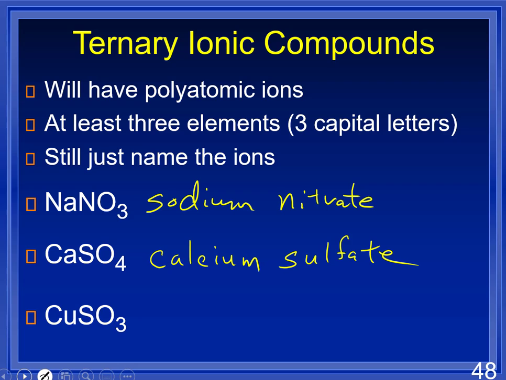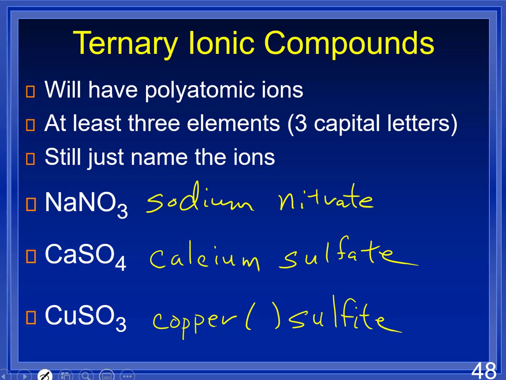Ooh, let's make it harder. CuSO3. Okay, I look up Cu on the periodic table. It's copper. It's a metal. So this is ionic. First word's going to be copper. Does copper need Roman numerals? Yeah. SO3. Well, if SO4 was sulfate, SO3 must be sulfite. One less.